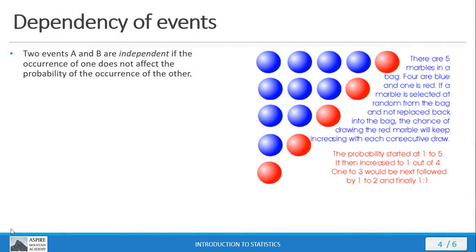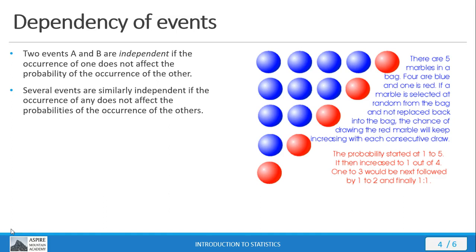Let's talk for a moment about the dependency of events, because as I mentioned just a moment ago, whether or not your events are dependent will adjust the calculation for how you calculate your probability. So two events A and B are going to be independent if the occurrence of one does not affect the probability of the occurrence of the other. So if you're calculating the probability the same for each of these different events, then your events are going to be independent.